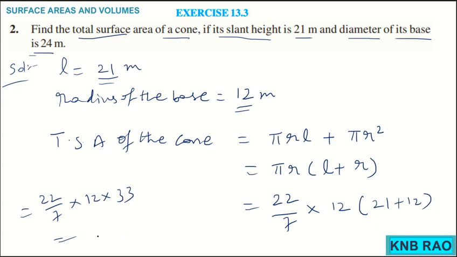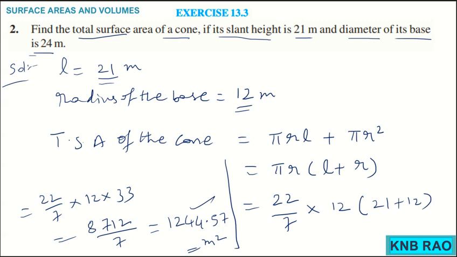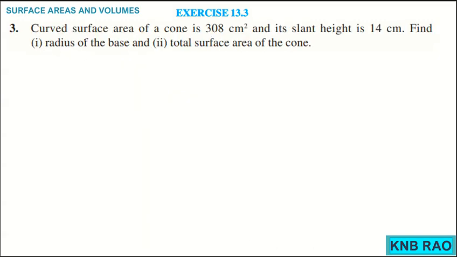You know how to multiply this product. You will get 12 into 33 into 22 upon 7, that is 8,712 upon 7. Now correct to 2 decimal places, that's enough. So the division of 8,712 by 7 is 1244.57 meter square, which will be the total surface area. Okay, now moving on to question number 3.